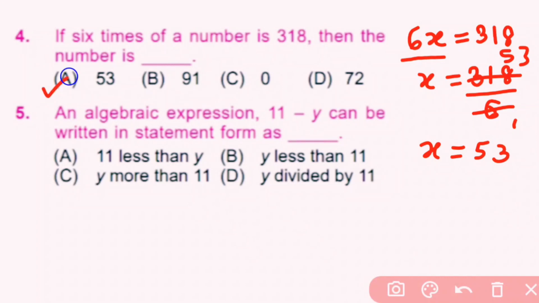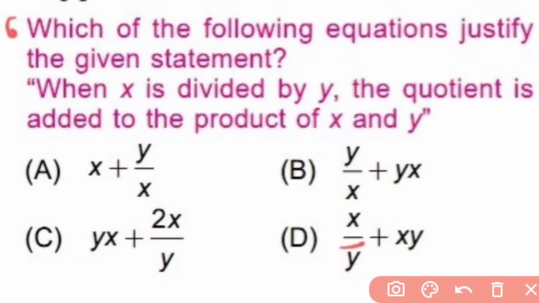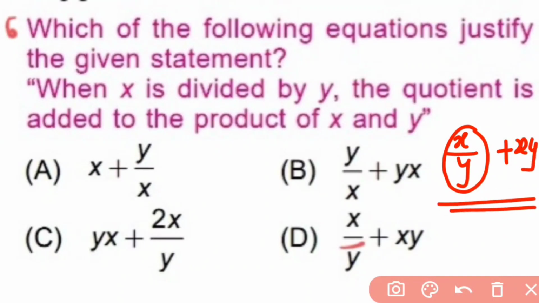Question number 5. An algebraic expression 11 minus y can be written in statement form as y is less than 11. So here B is the correct answer. Question number 6. Which of the following equations justifies the given statement? When x is divided by y, the quotient is added to the product of x and y. Product of x and y means x into y. So here the equation will be x divided by y plus xy. Here D is correct.